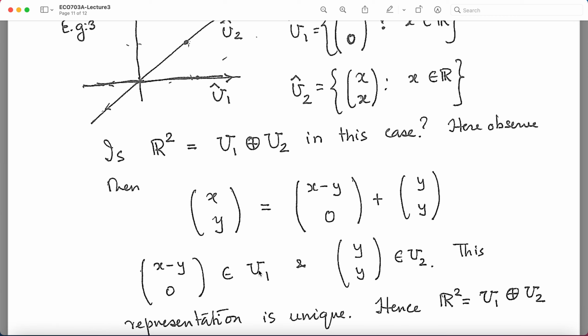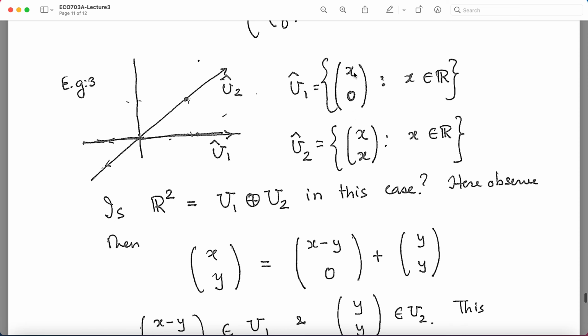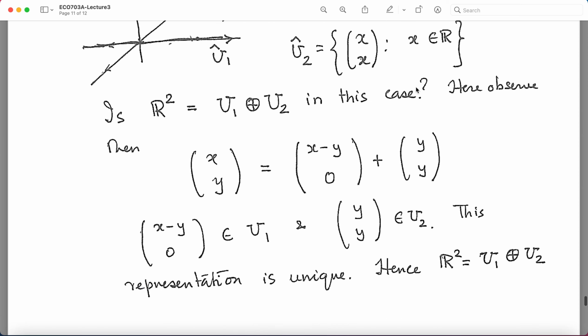(x minus y, 0) is in U1 because it is of the form (x, 0), where x is any number from R, some real number.